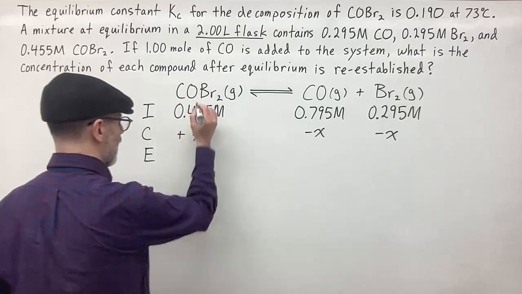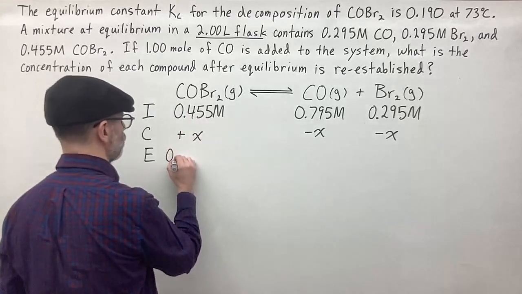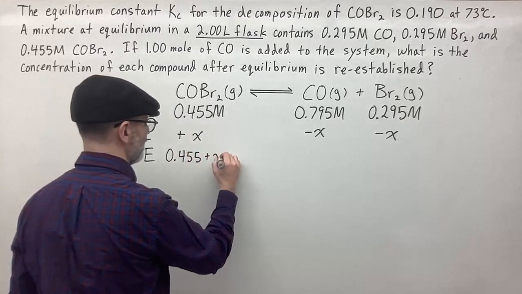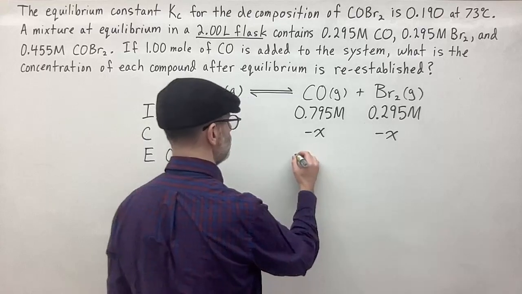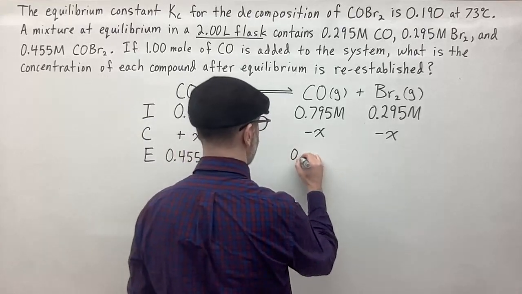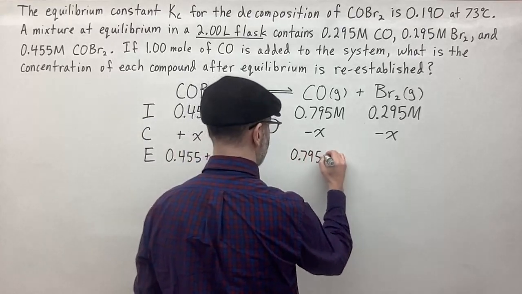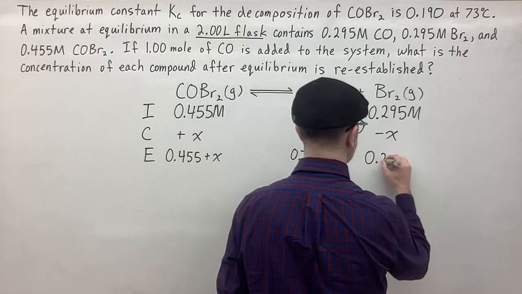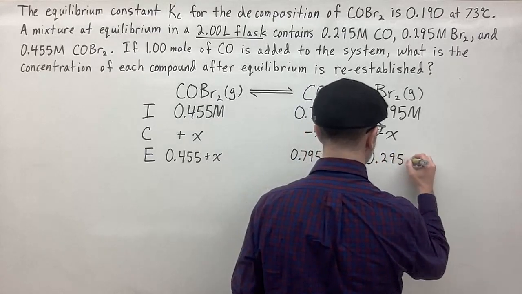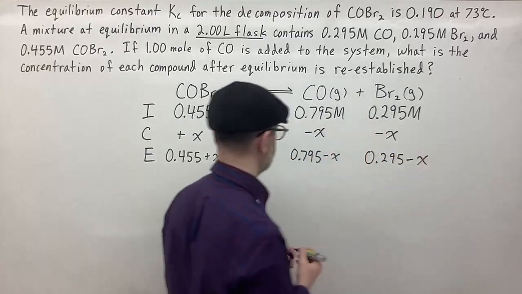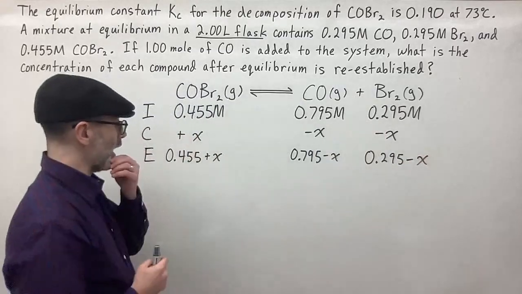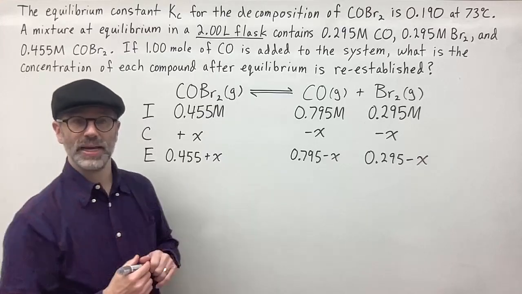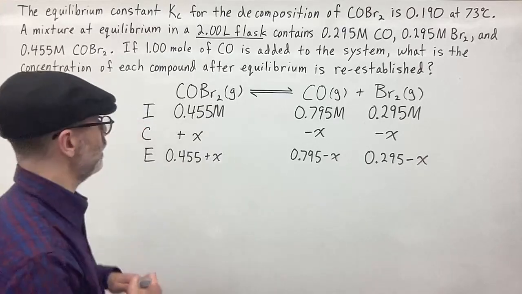And so now I just add these together. So this is going to be 0.455 plus X. This is going to be 0.795 minus X. And this is going to be 0.295 minus X.